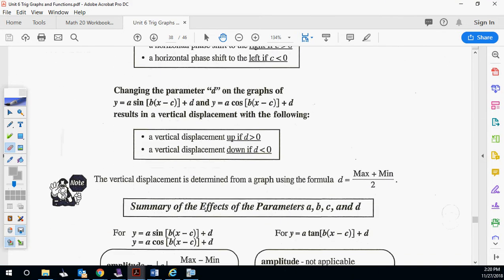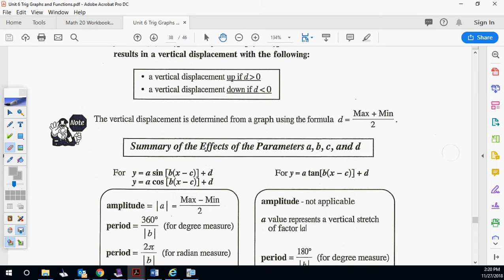Vertical displacement, just move normal. When your D is bigger than 0, you move up. When your D is less than 0, you move down. Your vertical displacement can be determined by your max plus your min divided by 2. That can tell you where you're at.